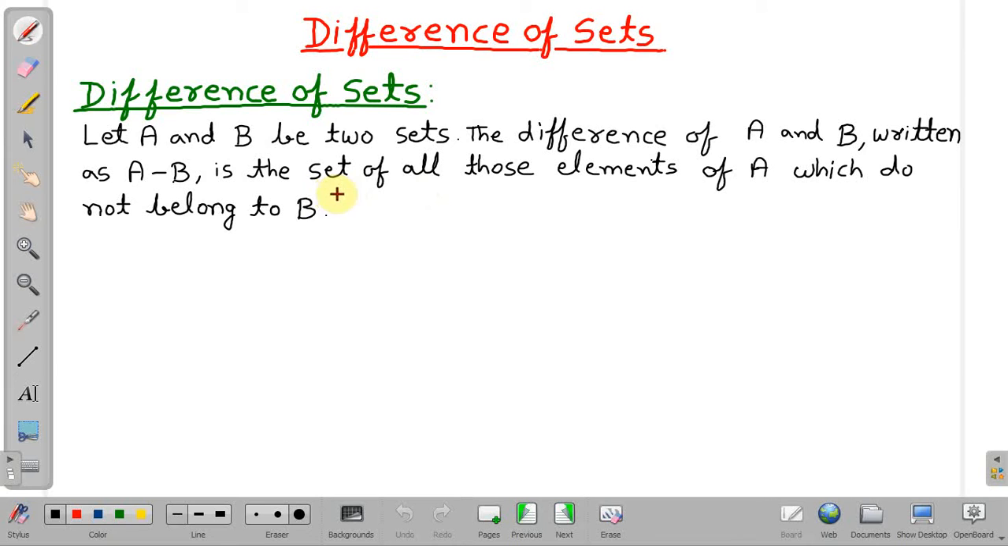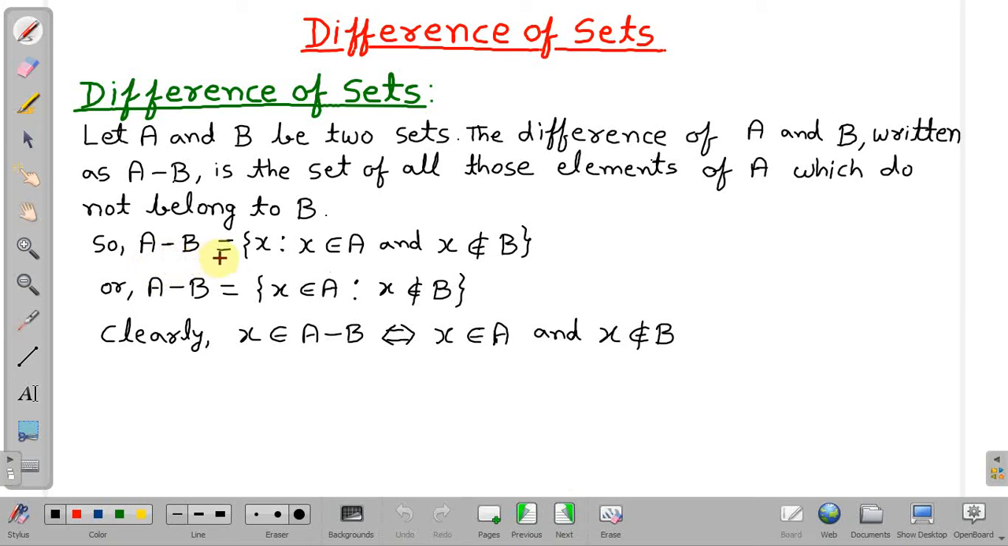So we can simply say that A minus B equals set A elements minus set B elements. So we only remove those which are set B elements. So we can write A minus (A intersection B). A intersection B gives the common elements between set A and set B. So this will give A minus B.